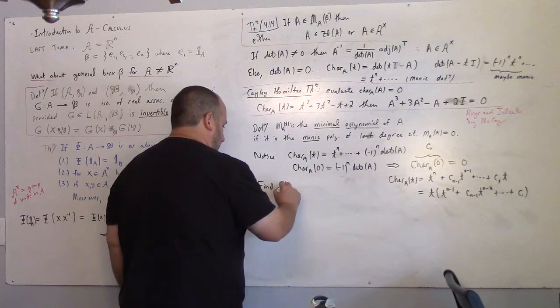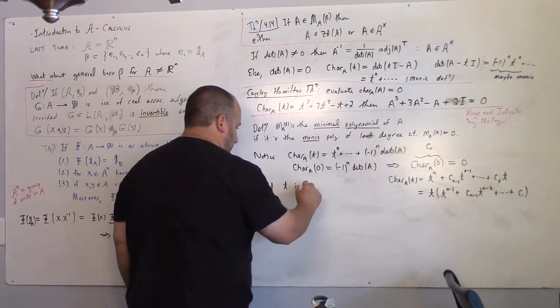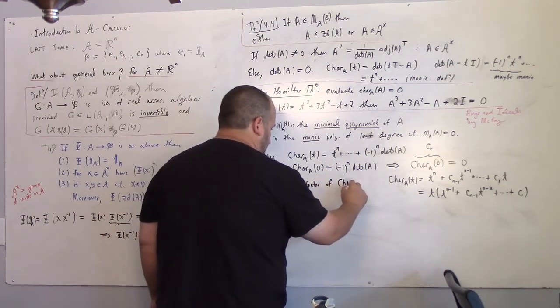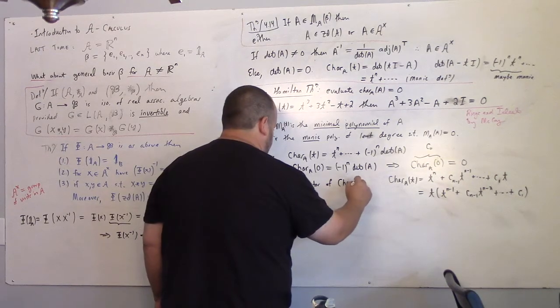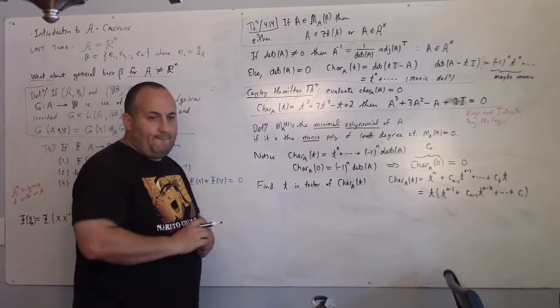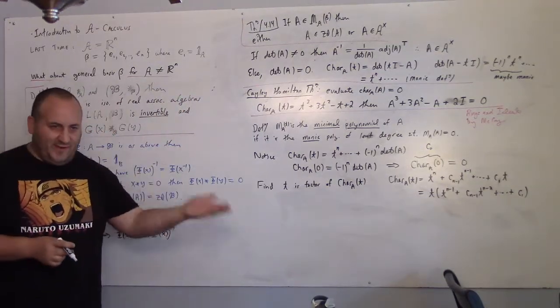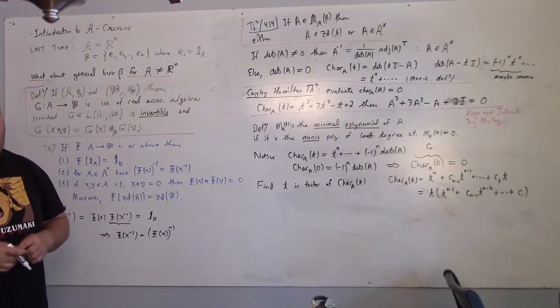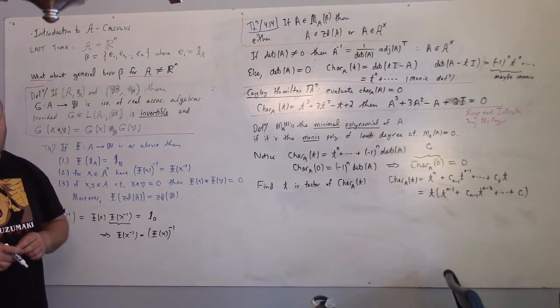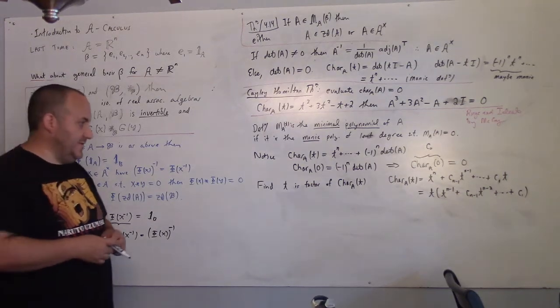that t is a factor of the characteristic polynomial of the matrix. But by the theory of abstract linear algebra, we also know that t is a factor of the minimal polynomial of the matrix.